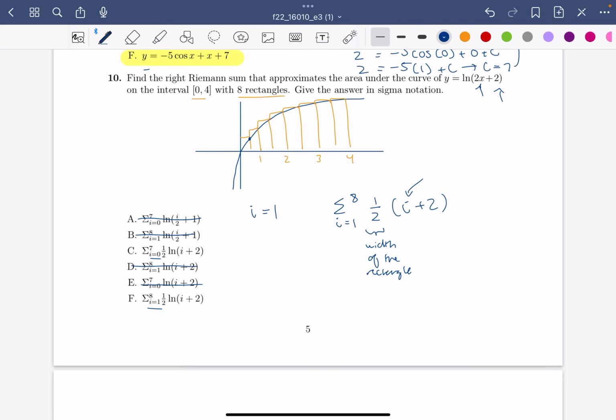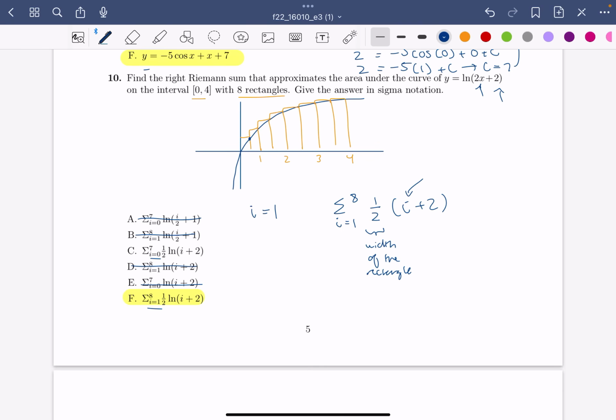So again, that means that our answer is F because we are starting from the right side. The point at which the right of the rectangle touches the curve is at the right, which means we start at 1 and not 0. So again, our answer for number 10 is F.